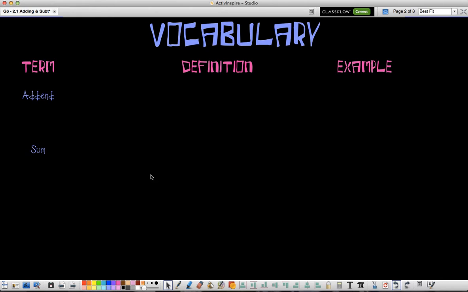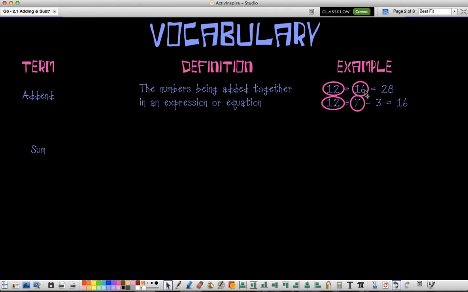Alright, so some vocabulary before we get started. An addend. Just like the dividend was the number that was being divided, addends are the numbers that are being added together in an expression or equation. So both numbers are considered addends. In this case, if I do 12 plus 16, both 12 and 16 are addends. And then sum. Sum is the answer to an addition problem. So when I do 12 plus 16, the sum is 28.